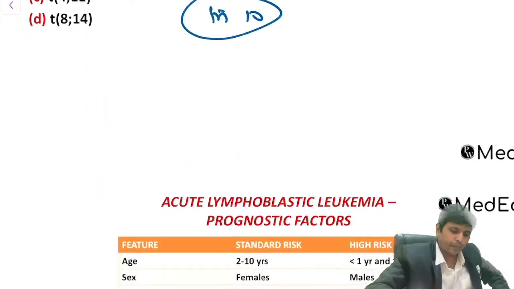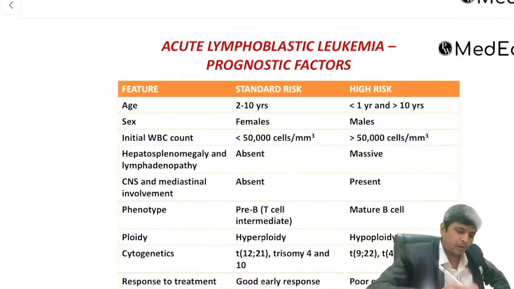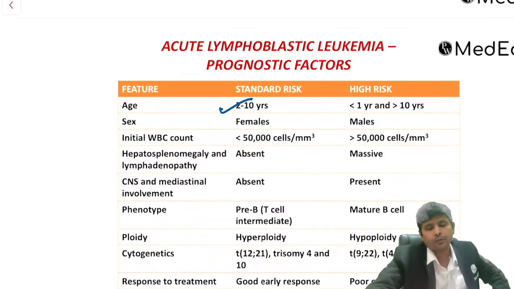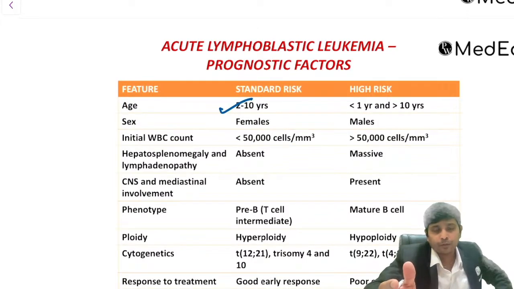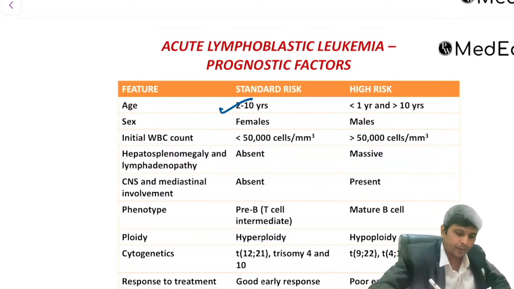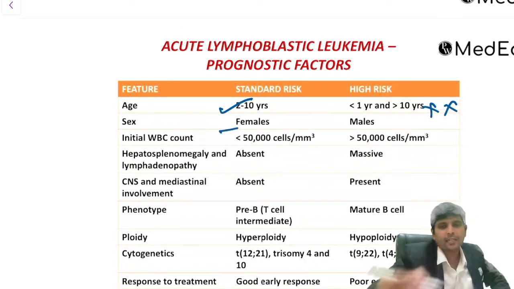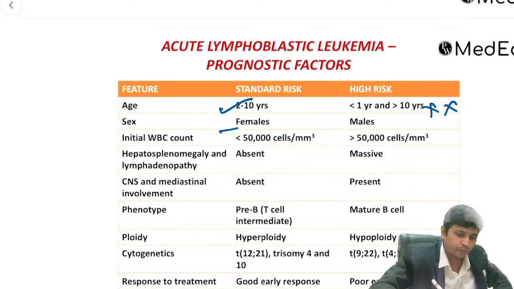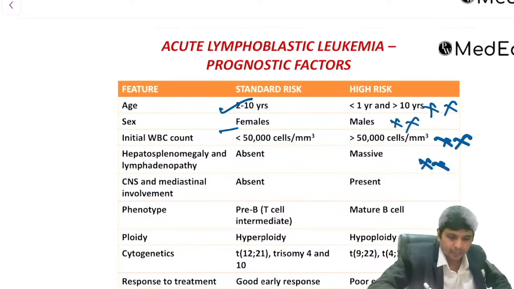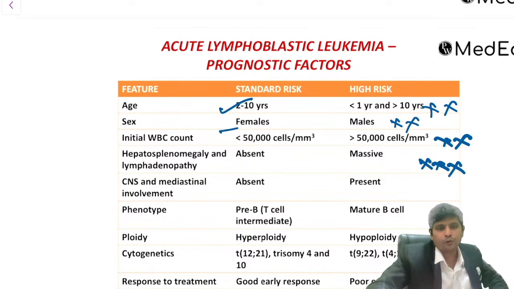Let us go one by one. ALL age group is between 1 to 10. So before 10 is good, after 10 is bad prognosis. Females are prone to have B cell ALL, so good prognosis. Males are prone to have T cell ALL, so bad prognosis. Higher the count is bad prognosis. Presence of organ infiltration is bad prognosis.